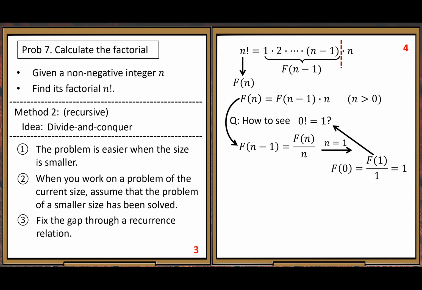What is f of 0? F of 0 is 0 factorial, right? Based on our function definition, f of 0 is the 0 factorial. F of 0 here is 1. So that's the way you convince people. 0 factorial equals 1. All right? Not magic. We use solid, rigorous math to get the conclusion. Okay?